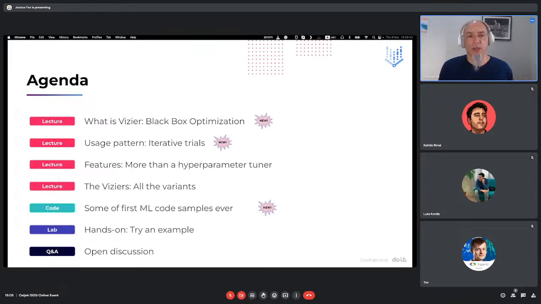The agenda today: what is black box optimization, and how you use that with iterative trials. That's what characterizes black box optimization. Black box optimization is usually spoken about in the context of machine learning, but in fact, it does far more than that, and it can be used in other systems as well, as I will describe.